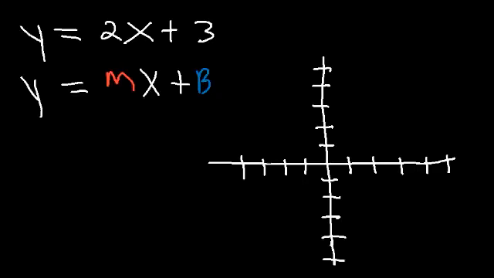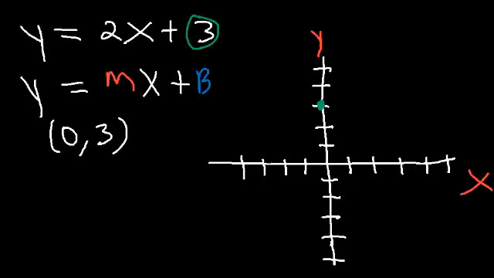So the first thing we need to do is plot the y-intercept. Since it's 3, we need to plot 3 on the y-axis. This is the y-axis, and on the left, we have the x-axis. So the y-intercept is the point (0, 3).